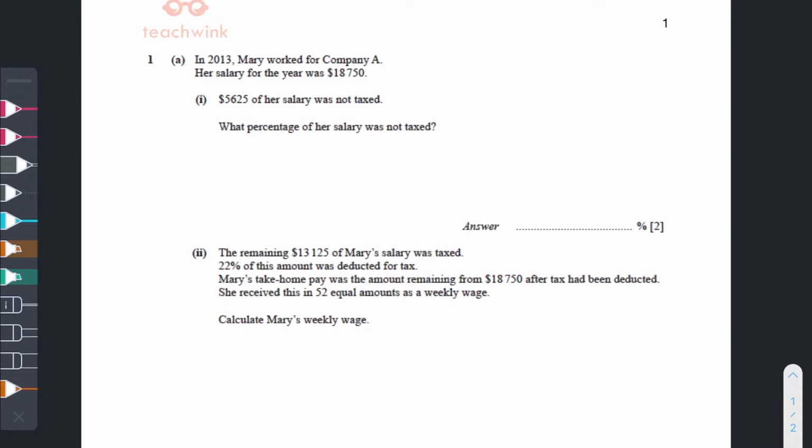$5,625 of her salary was not taxed. What percentage of her salary was not taxed? All you have to do is divide 5,625 by 18,750 and multiply this by 100. That way you'll get the percentage of salary that was not taxed. When you do this, you get 30%. That's your answer to the first part.